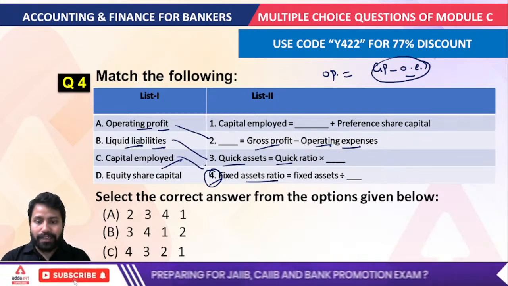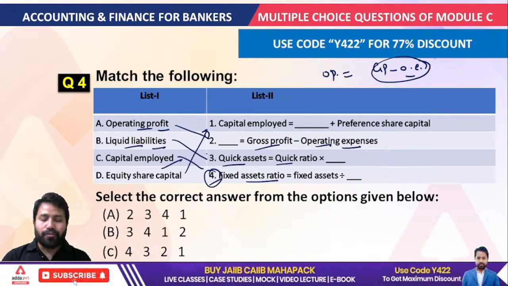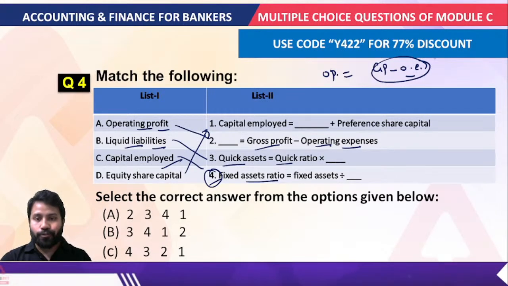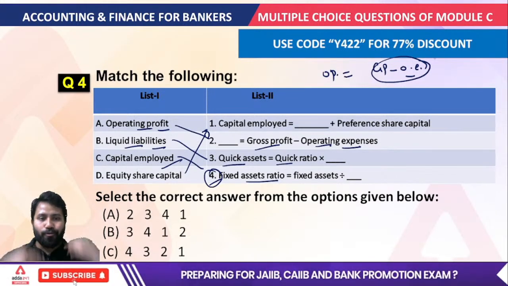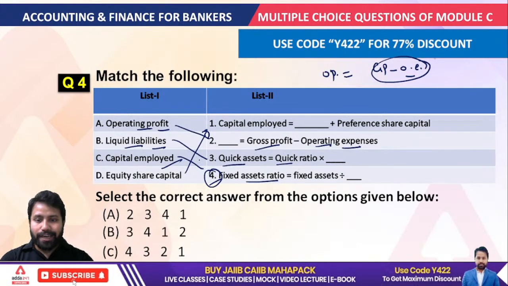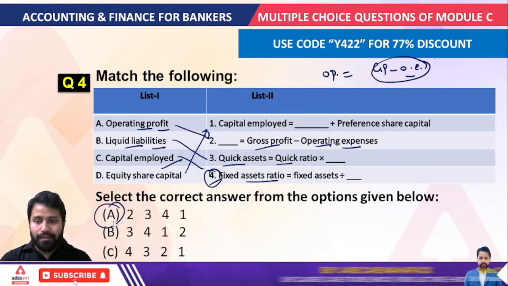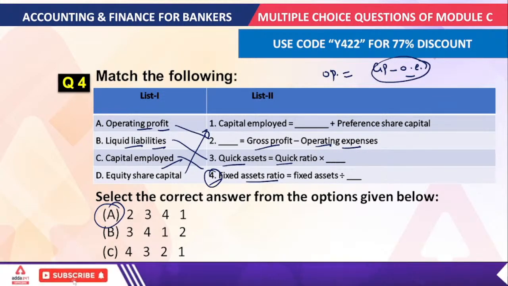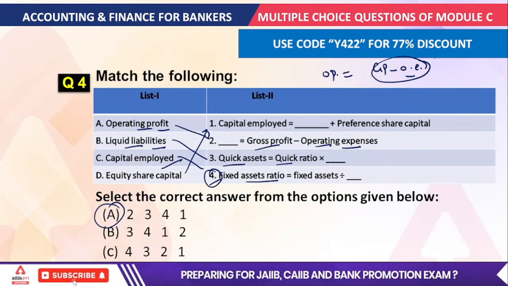Okay, and after that it remains with the equity share capital. So capital employed is actually equal to the equity share capital plus preference share capital. Okay, so you have to understand that. I hope it is understandable for everyone, right? So the correct answer of this question is A. I think it is understandable for everyone how to determine the values here.